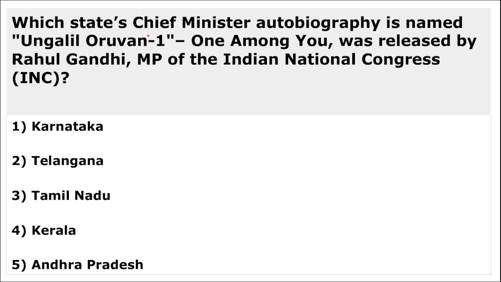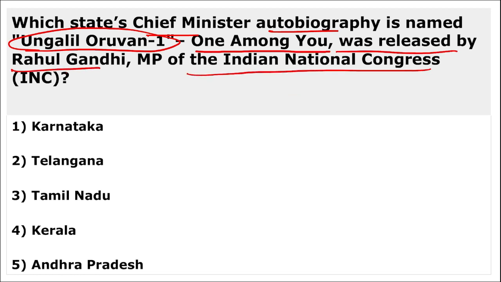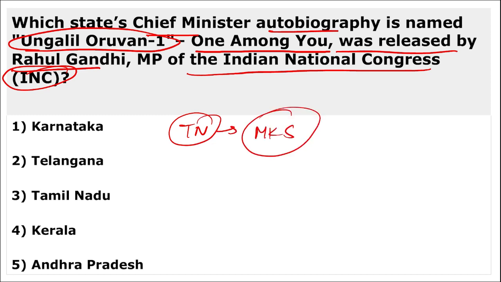Tell me which state's chief minister's autobiography is named Ungalil Oruvan 1. It is One Among You, that was released by Rahul Gandhi, MP of the Indian National Congress. Tell me the name of the state and the chief minister also. He is the chief minister of Tamil Nadu, and who is he? M.K. Stalin. Option 3 is correct.